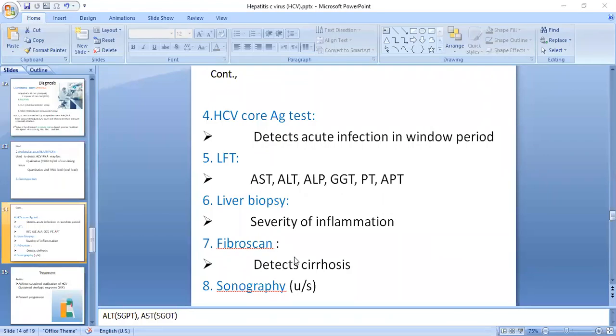This scan or this test determines the stages of fibrosis, the stages of the cirrhosis in which there is fibrosis. The fibrosis is present in the cirrhosis, so this fibroscan test is important, and then there is the ultrasound of the liver.